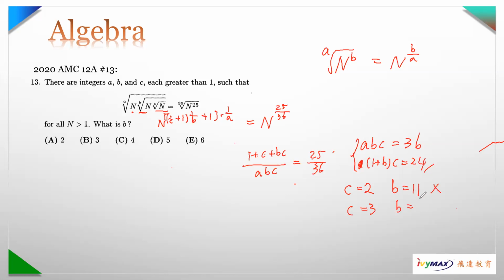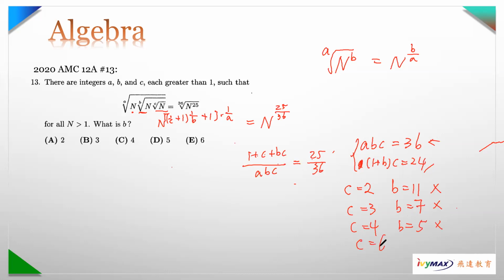7, right? 7. Also, this doesn't work because the value of B must be a factor of 36 in the first equation. All right, I try another one. Let's say 4. If C equals 4, then B equals 5. Also doesn't work. I try one more.